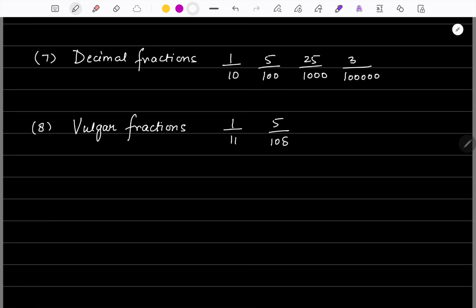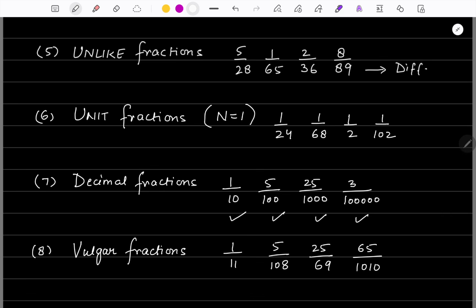108, 25 by 69, 65 by 1010. So we have denominators different from the kind we had in the decimal fractions: 10, 100, 1000 and 10,000. So here denominators are quite different in all of them.